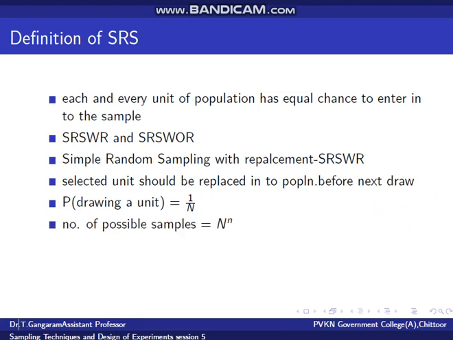Next, the number of possible samples is equal to capital N power small n in simple random sampling with replacement. The probability of selecting a sample of size n is equal to 1 by capital N power n. Here, these are the total number of cases and one is the favorable case.